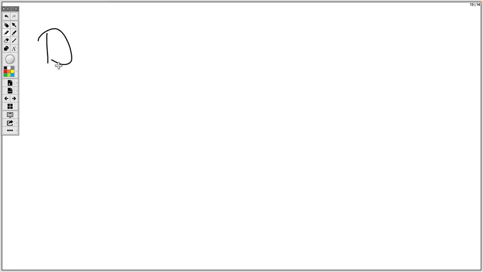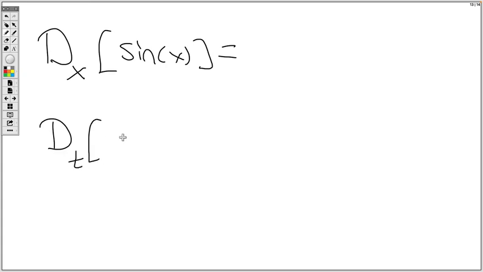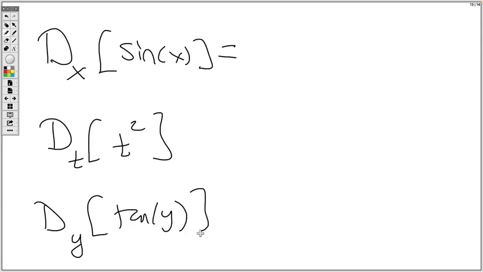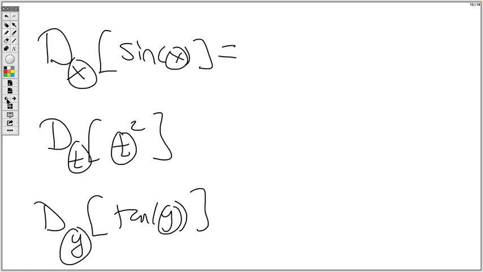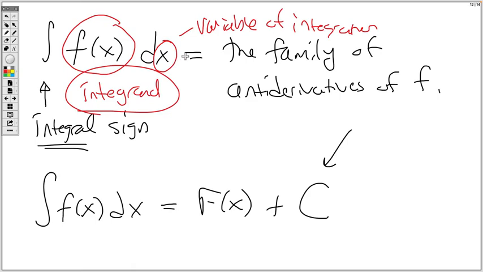So just like when you took the derivative, d/dx of sine of x, or d/dt of t squared, or d/dy of tangent of y, okay? This was the variable of differentiation. You were taking the derivative with respect to x, t, or y. This tells you the variable of integration. And once again, this notation will make sense after what we do next week. Just for now, that's just what it means. All right?